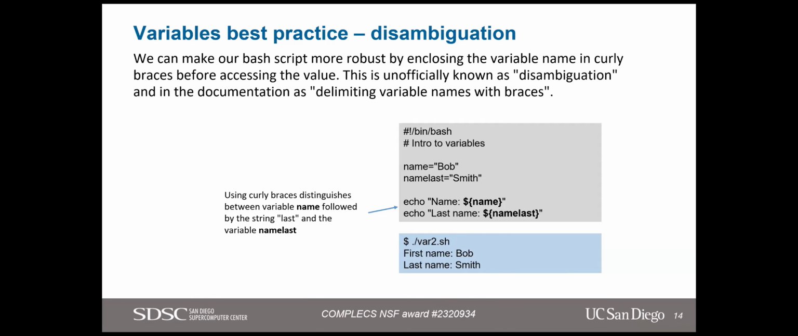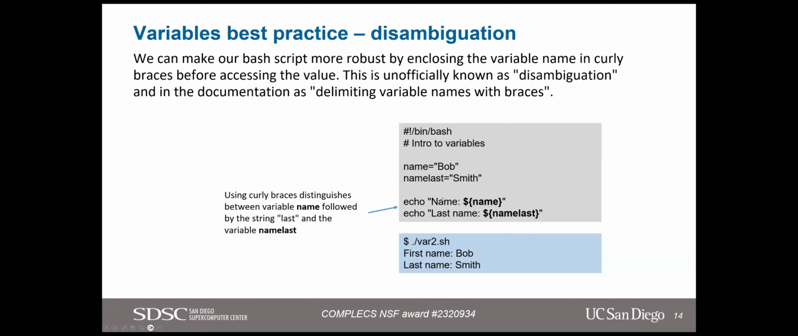So we have a couple of best practices with variables. One of the things we want to do is to make them unambiguous. By enclosing the variable name in curly braces before accessing the value, you ensure that what you have within the curly brackets is not misconstrued and it's easier to read. Using the curly brackets distinguishes between the variable name followed by the string last and the variable name last, for example.